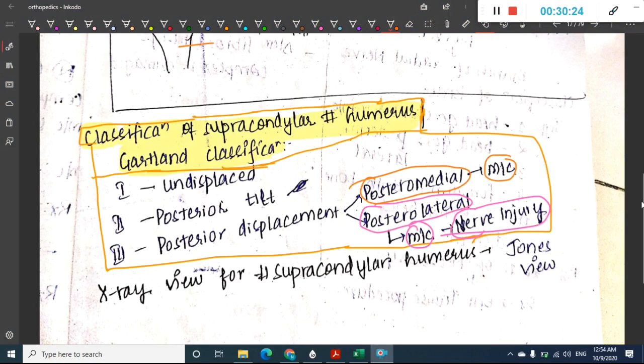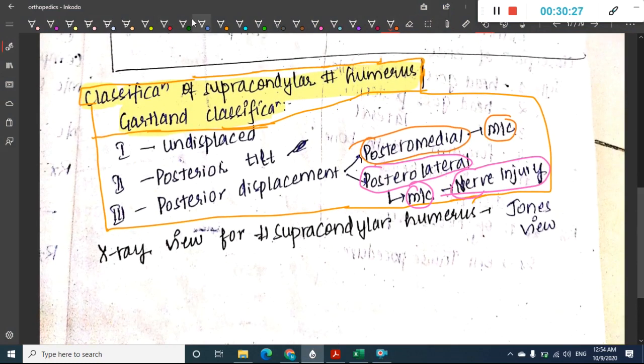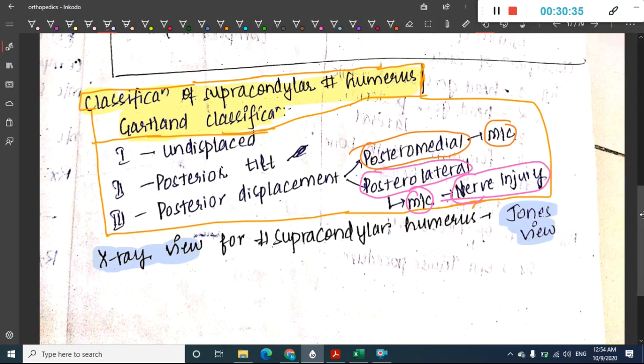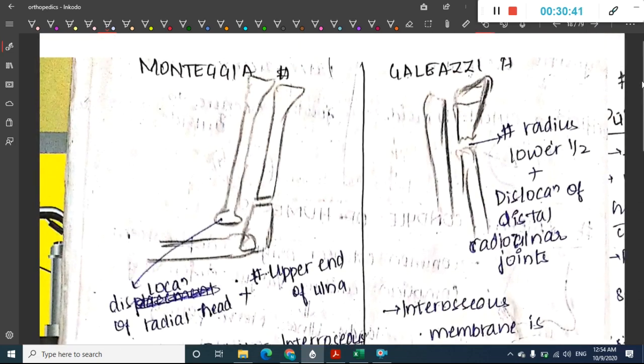What is the X-ray view for supracondylar fracture called? The X-ray view for supracondylar fracture is called Jones view. Then the next two fractures are Monteggia fracture, and the second type, Galeazzi's fracture.